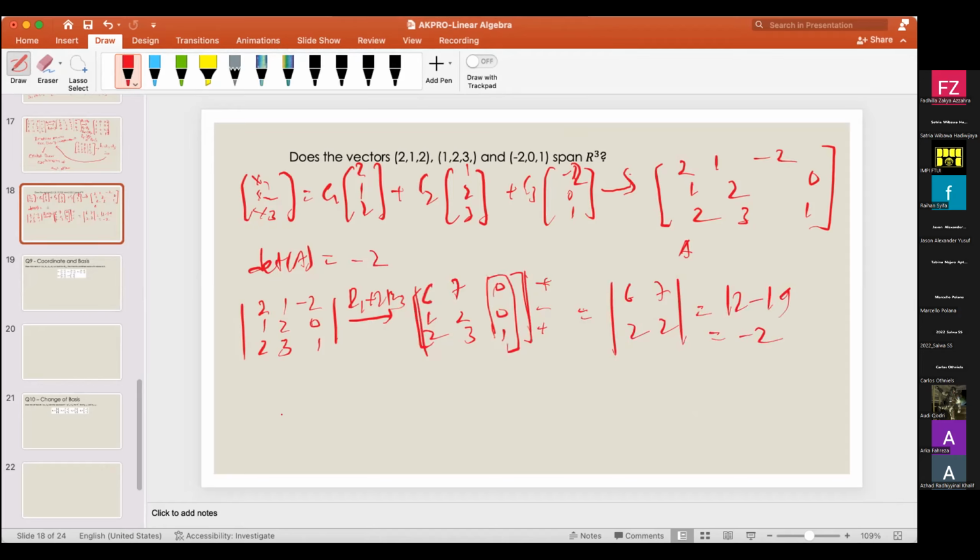Since A is not equivalent to 0, therefore, let's say this is a vector set S, S spans R3.